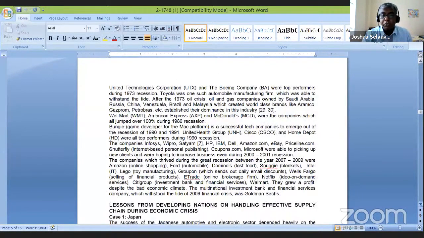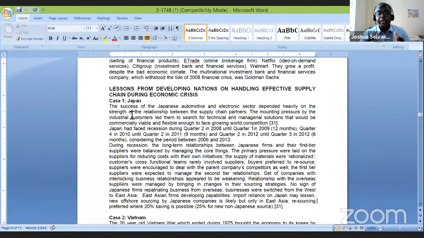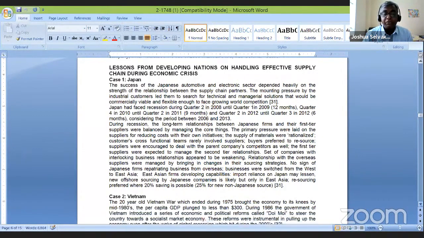The first case we took in the paper was the case of Japan: how Japan, after the Cold War era, was able to spring up to become a very good economy, especially after the Hiroshima and Nagasaki atomic bombs. How Japan developed into a very powerful nation, and how its supply chains were the prominent feature in developing the entire economy. Then we went into Vietnam.